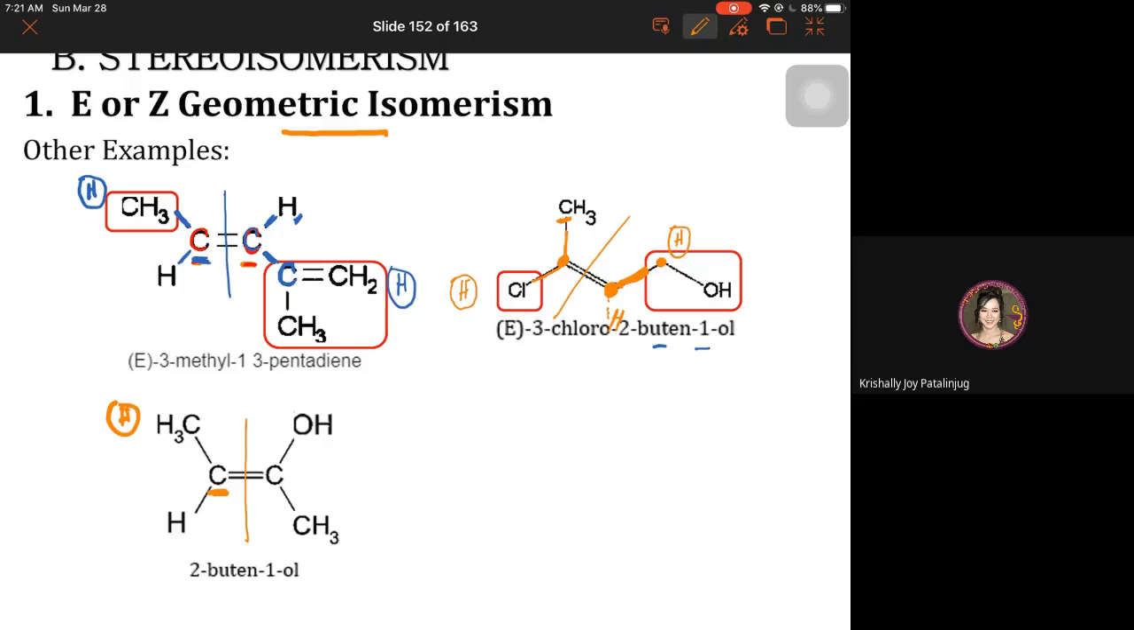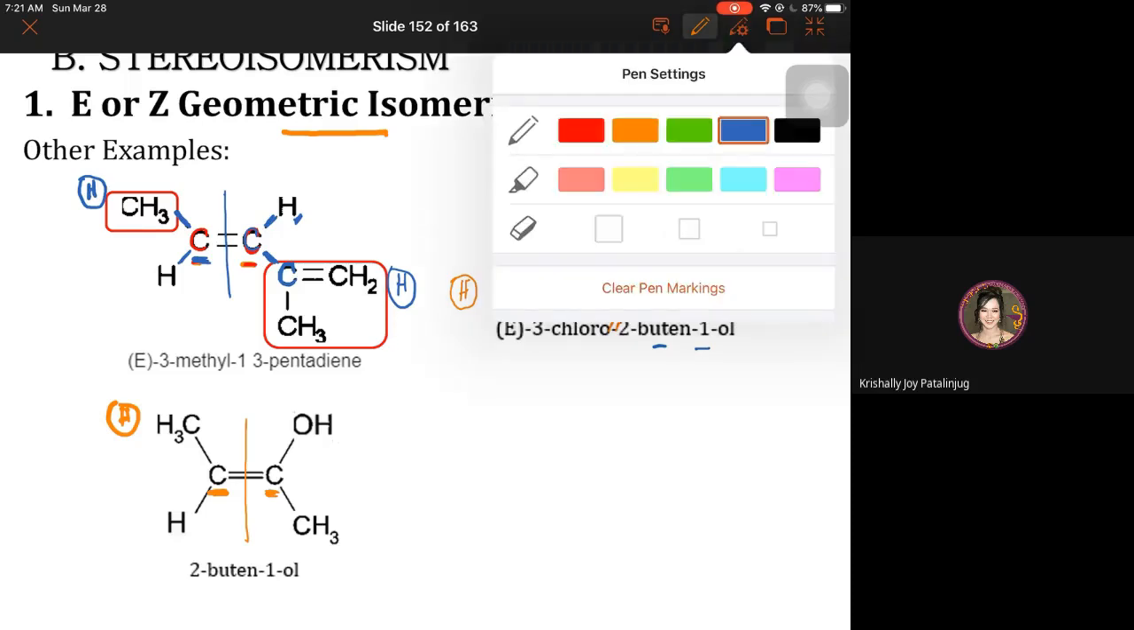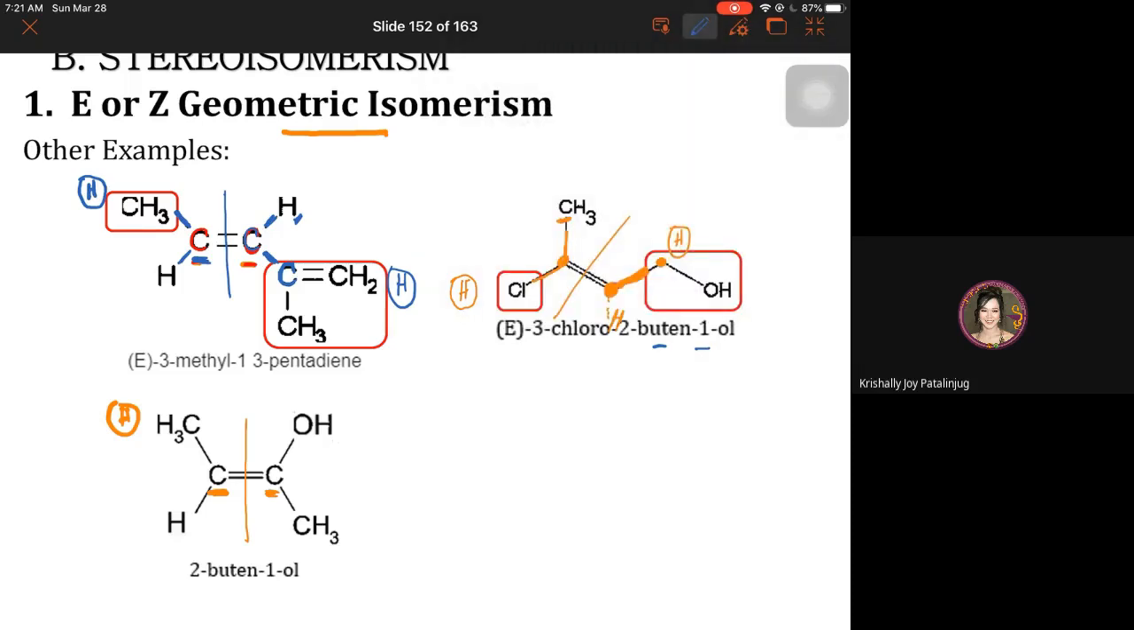Now, on the other side, nasa right na double bond carbon, the directly attached atoms, again, we're talking about the directly attached atom. Directly attached atom here is oxygen, nasa taas. Nasa baba is carbon. So between oxygen and carbon, sino yung may higher atomic number, di ba? That is oxygen. So same side yung priority groups. Then that is regarded as Z isomer, same side.